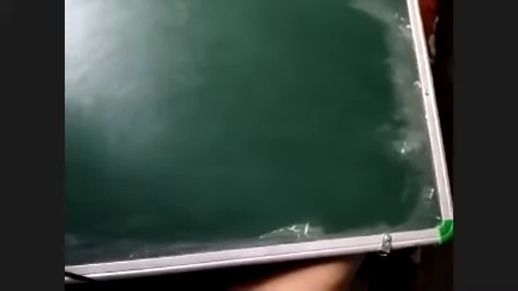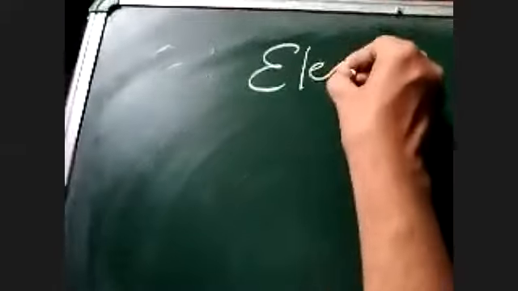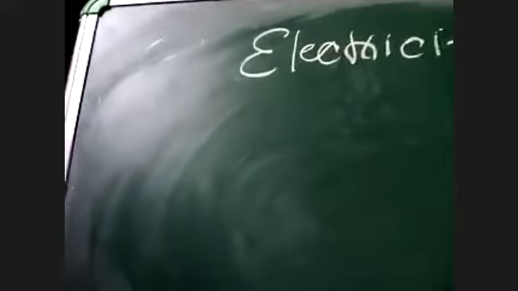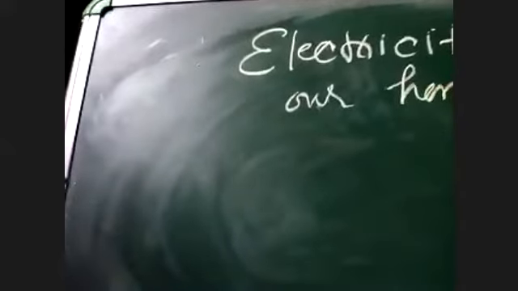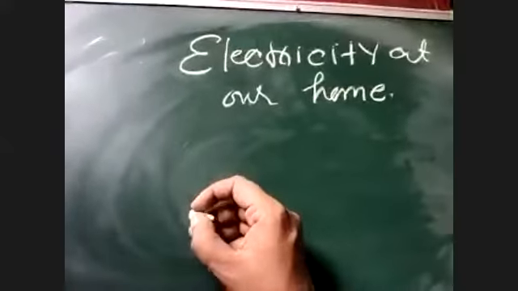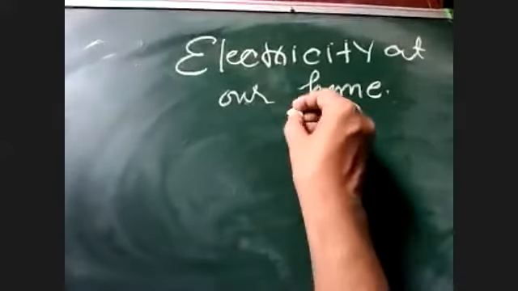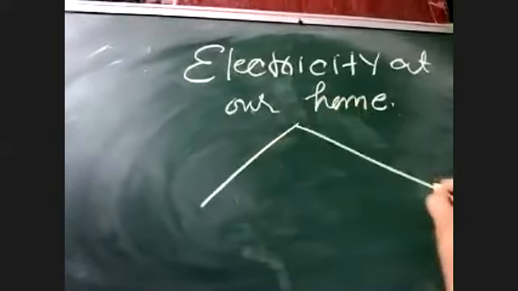Now, fuel for generating electricity. Power houses often burn coal to convert water into steam. Now you see what happened. The electricity which we are using at our home, from where does it come? It comes from two sources.